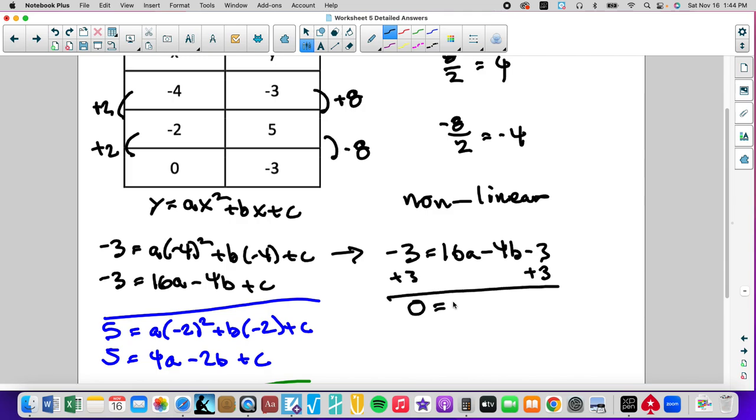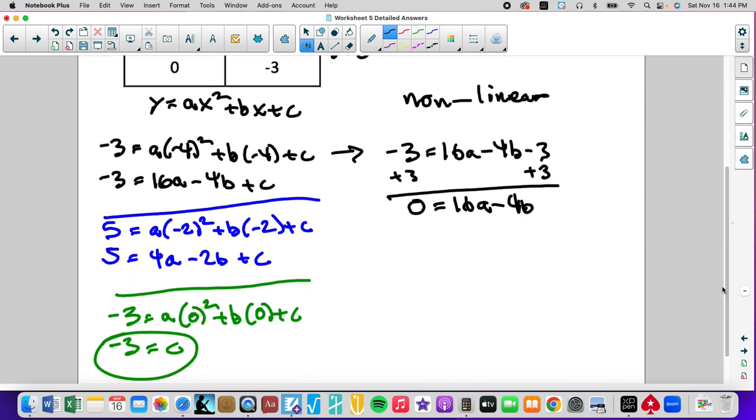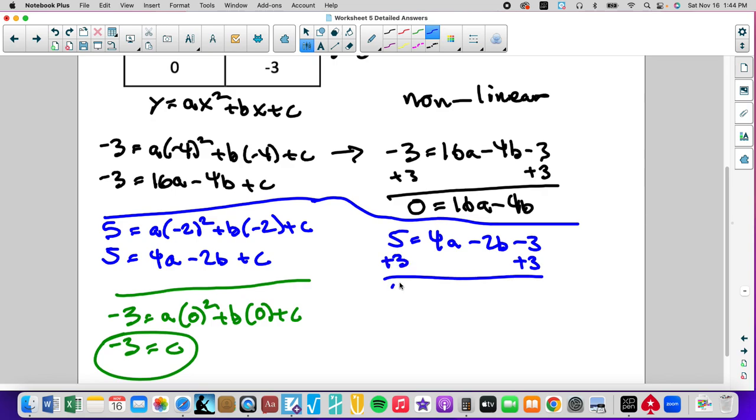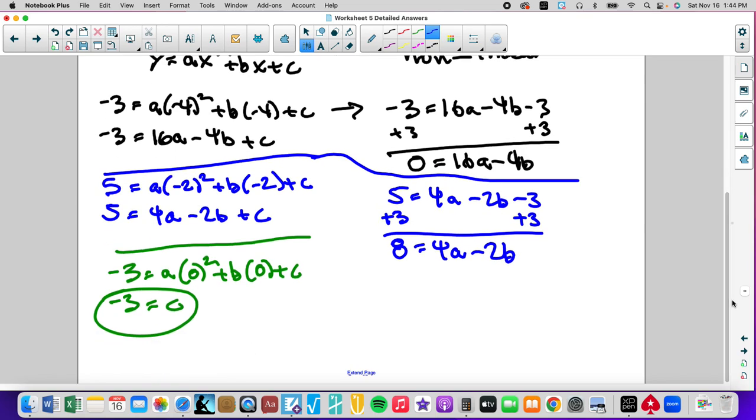That is 0 equals 16a minus 4b. Let's do the blue equation. That's going to be 5 equals 4a minus 2b minus 3. We'll add 3 to both sides. That gives us 8 equals 4a minus 2b. Those are my 2 new equations. We're going to do systems of equations. We'll do that on another page.